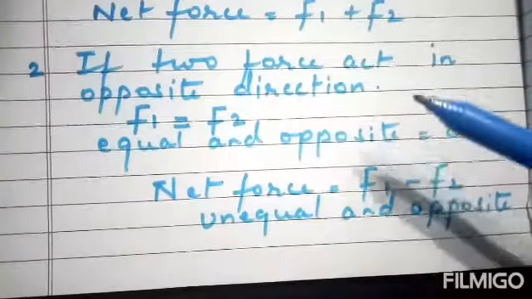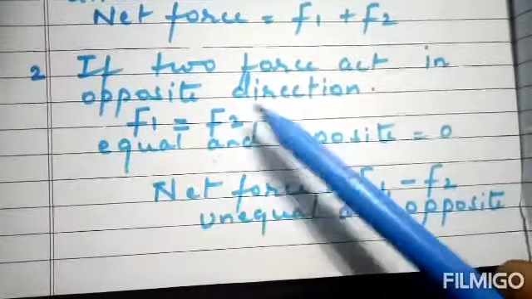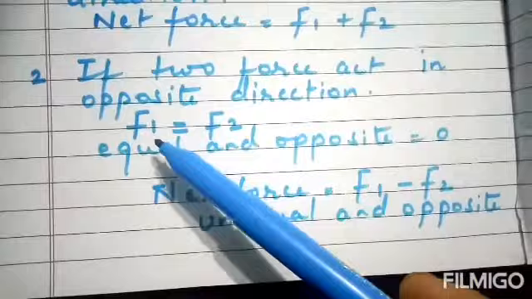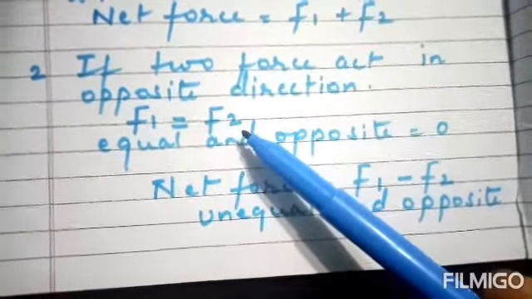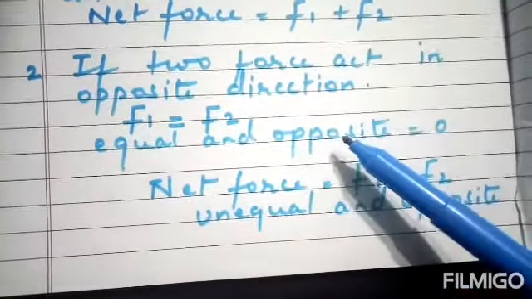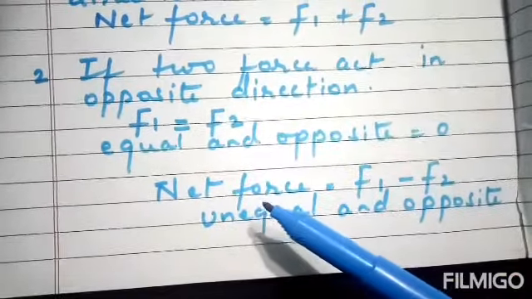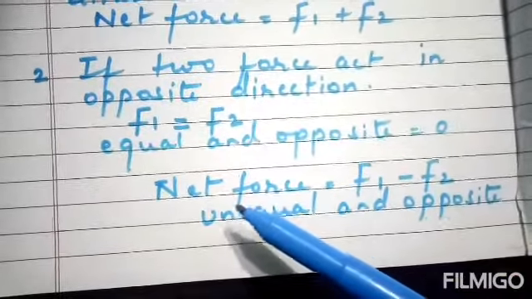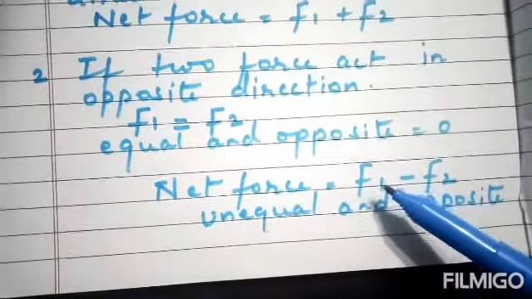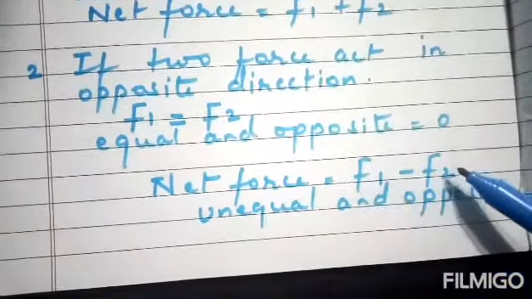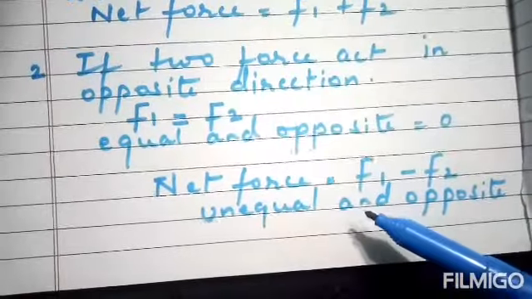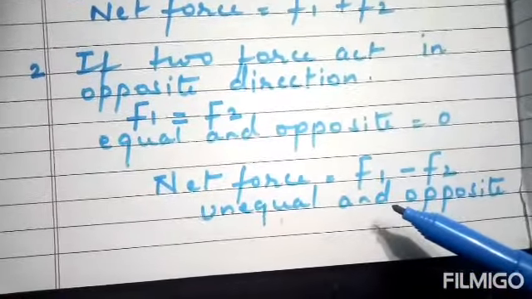Now the formula you can see here: if the forces are equal, then the force F1 will balance with F2. Equal and opposite force, net force 0. And if one force is greater than the other, then the net force formula is F1 minus F2. Unequal and opposite force will be there.